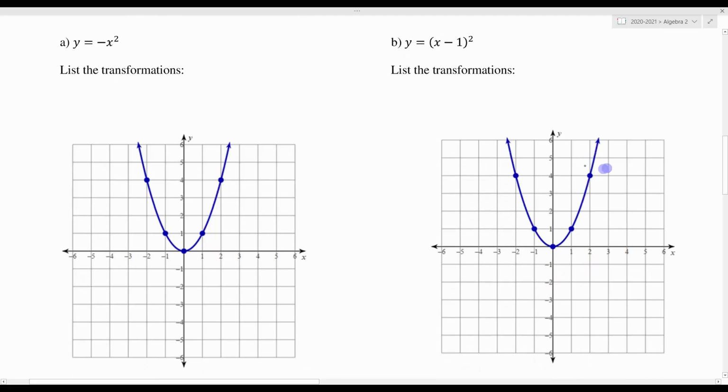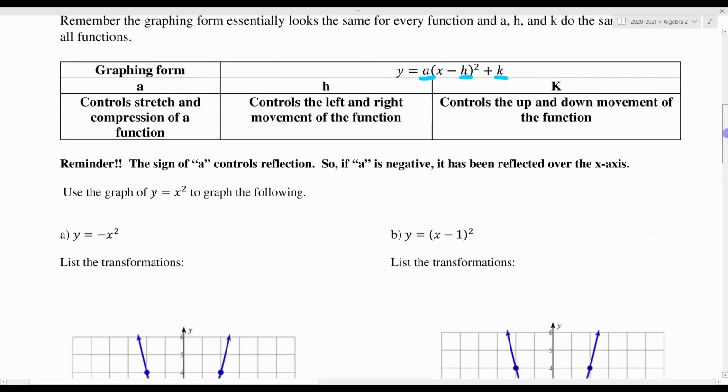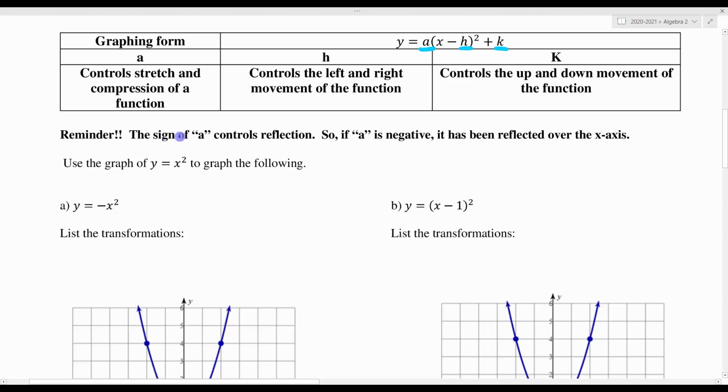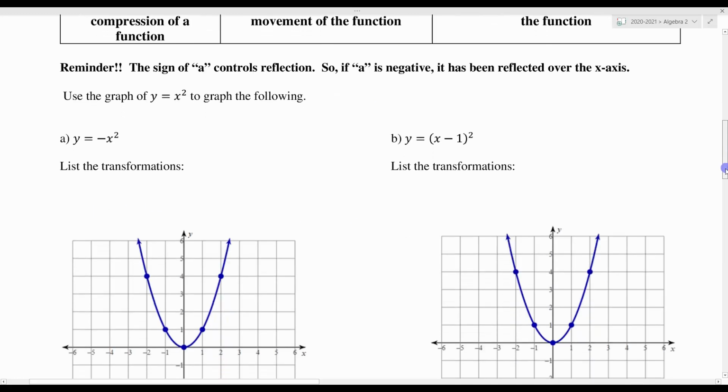All right, one more thing before we continue on here, just a quick reminder that the sign of a, so if we're looking at this a parameter out front, if there was a negative here, that would actually flip the parabola or reflect the parabola over the x-axis. So make sure you look for a negative in front of that a. If you see one, that means there's been a reflection, which actually pops up in our first problem here. So we'll see that right away.